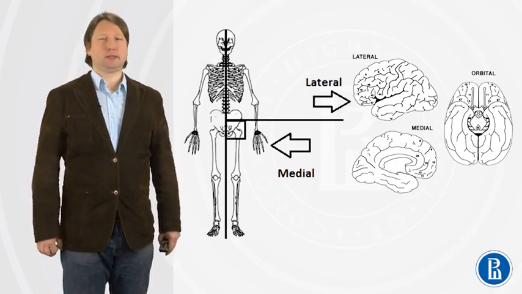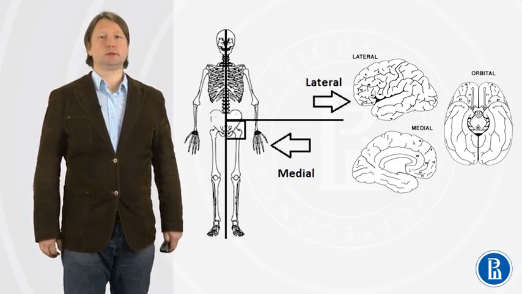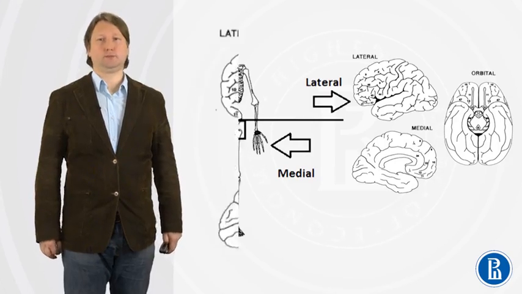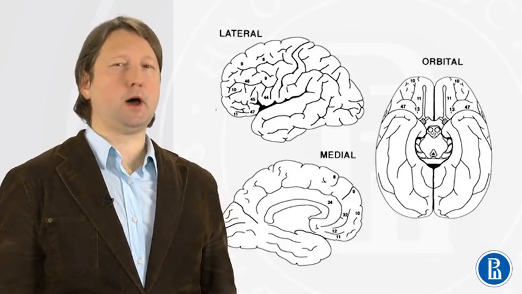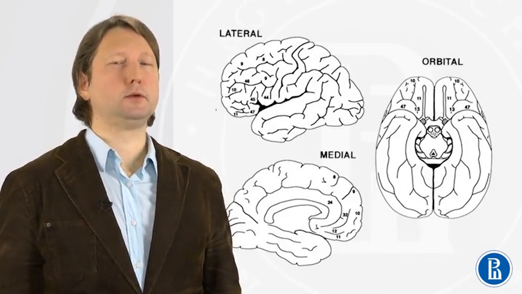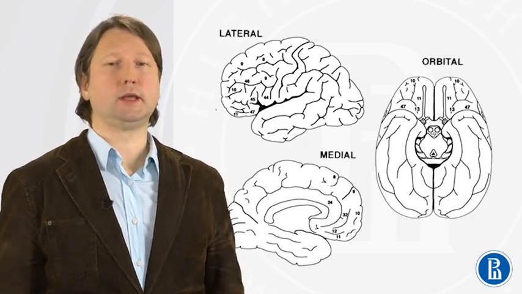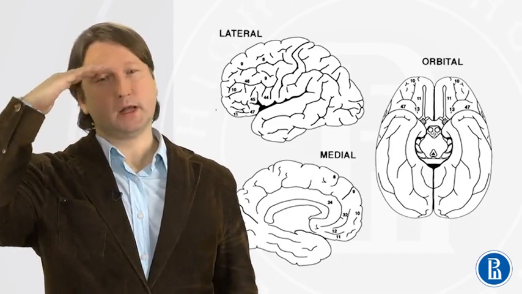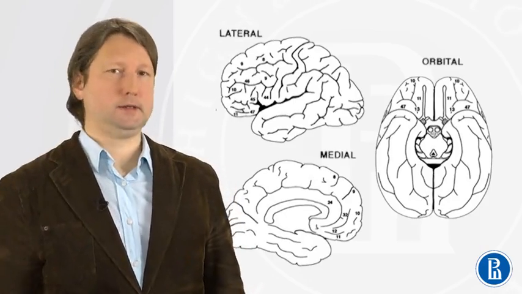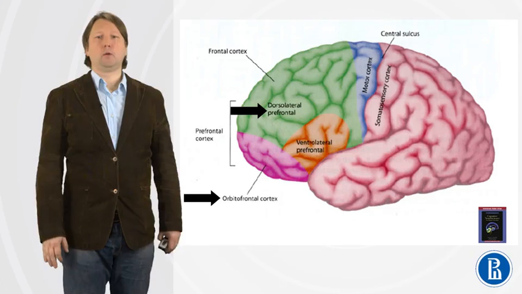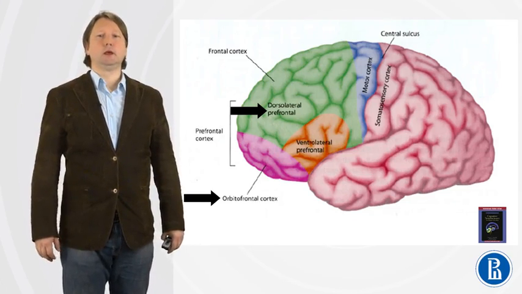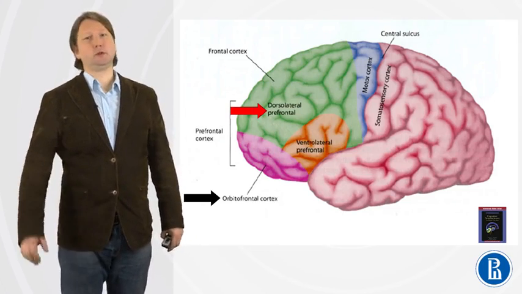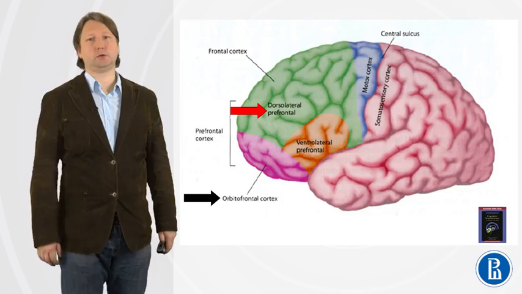Another important label that will often be used in this course is orbital cortex. Orbital cortex means the cortex localized above our eyes. So when I'm talking about the orbital cortex, I refer to the cortex localized just above our eyes. When you look at some regions in the prefrontal cortex, you can notice the dorsolateral prefrontal cortex. We will discuss this region quite a lot.